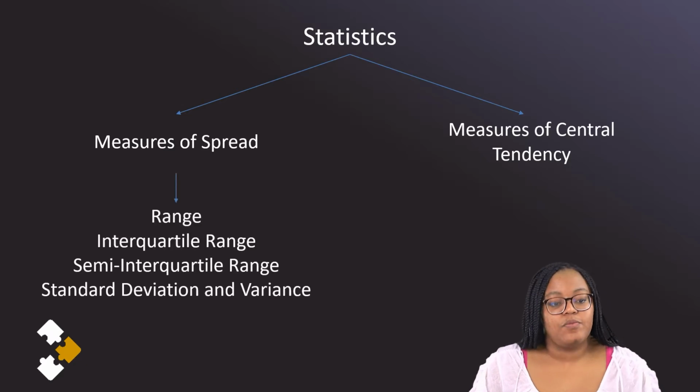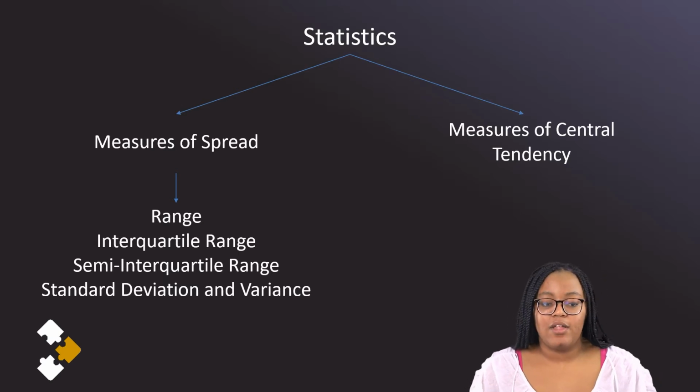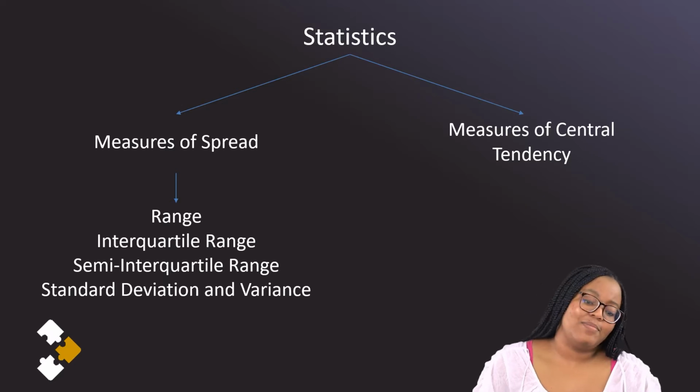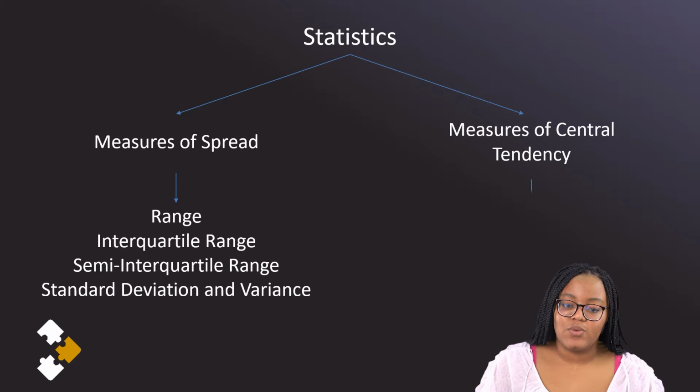Our measures of spread are our range, our interquartile range, our semi-interquartile range, our standard deviation, and our variance. The range is just the difference between our topmost value, the maximum value in the set, and our lowermost value, the minimum value in the set. The interquartile range is the difference between our upper quartile and our lower quartile, the semi-interquartile range is half our interquartile range, the standard deviation is how much the data deviates from the mean on average, and the variance is just the square of the standard deviation. We will be dealing with all of these aspects in more detail later on in this workshop.